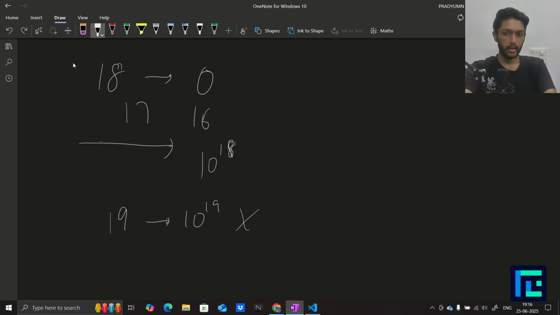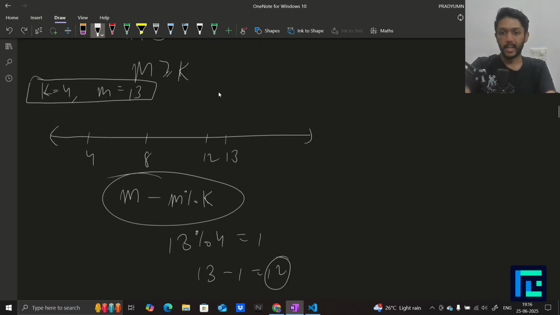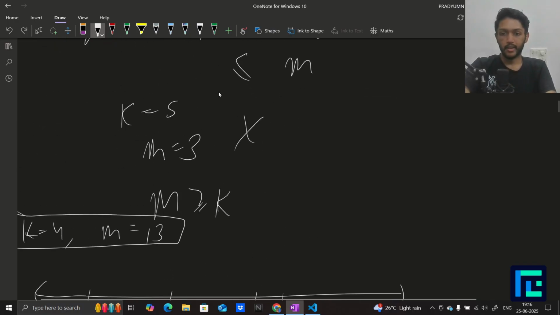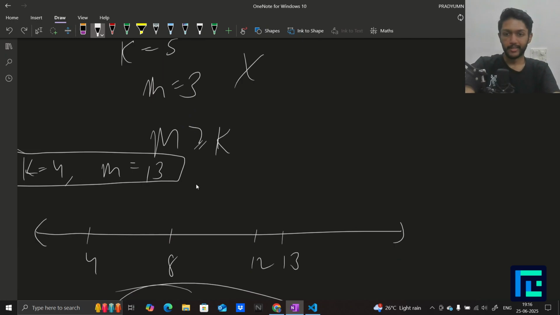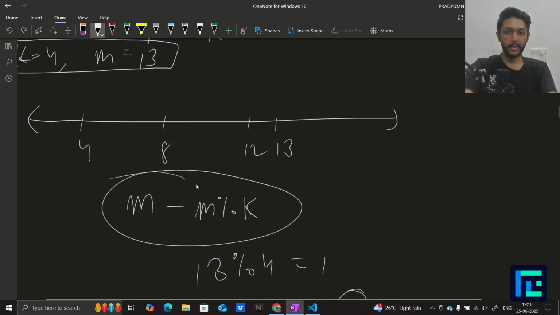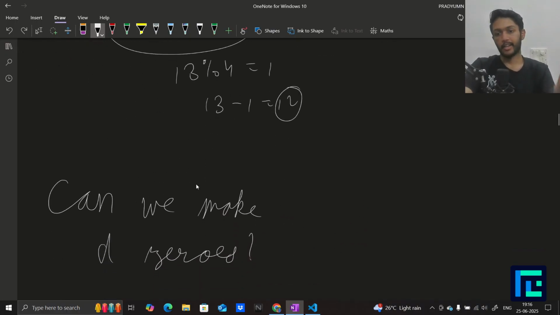So the maximum number of zeros that you can make is 18. You can just check for every value of d: can we make 18 zeros, can we make 17 zeros, can we make 16 zeros, and so on. And as soon as you find that this capital K value is less than or equal to m, that is, it is possible to make that many zeros, you will print that value and break out of the loop, right? And that's the entire solution.